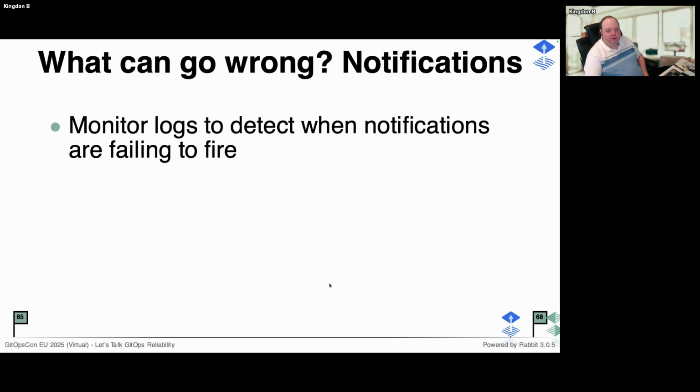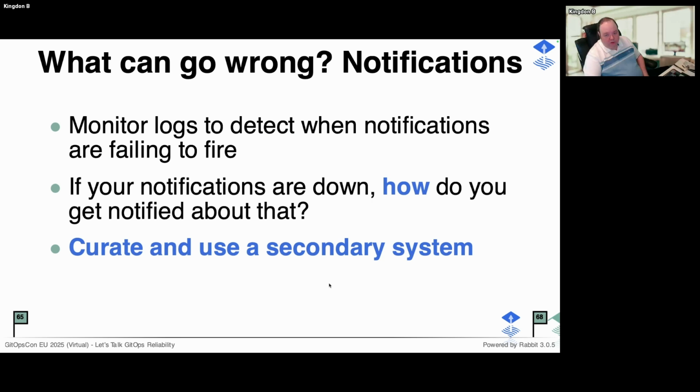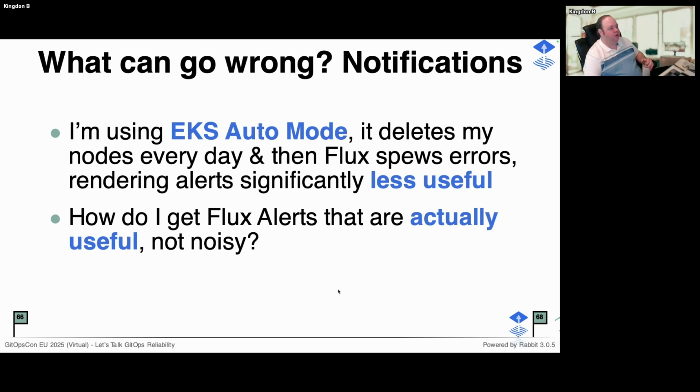All right. What else can go wrong? Your notifications might actually not be firing. That's another failure mode that's kind of a pain to detect. How do you know who's going to tell you when your notifications are failing to fire? Well, you can curate and use a secondary system. That's one way you can tail logs. CloudWatch has log monitors. So if you're in AWS, you have access to this. You can monitor for the condition in the logs that the notifications aren't going out. It's clear as a bell whether they're working or not from the notification controller logs.